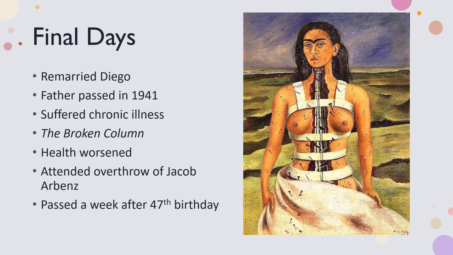She had to wear a brace to protect her spine, and the treatment she received to treat her illnesses did not work. However, despite her slowly worsening health, Frida was still very active in the political movement. She showed up at the demonstration against the U.S.-backed overthrow of President Jacobo Árbenz of Guatemala on July 2nd. This would be her last public appearance.